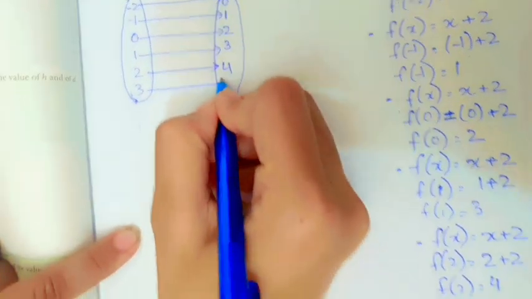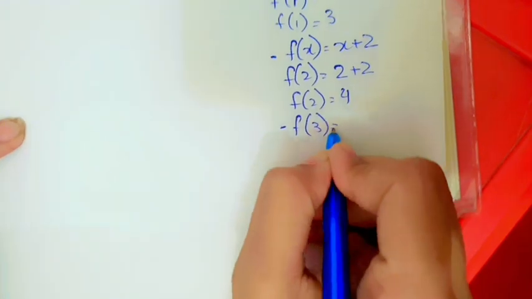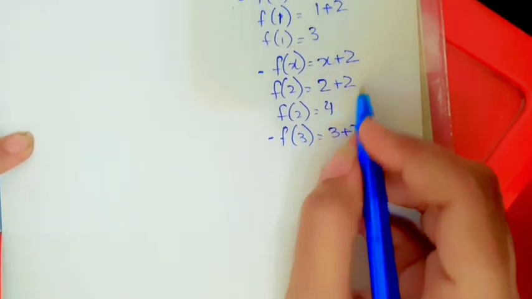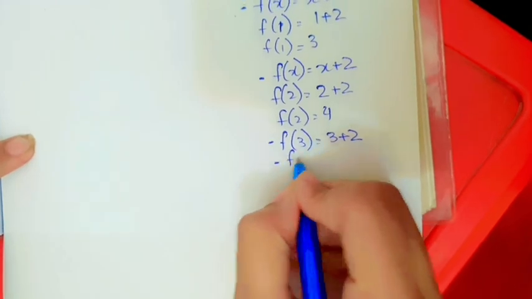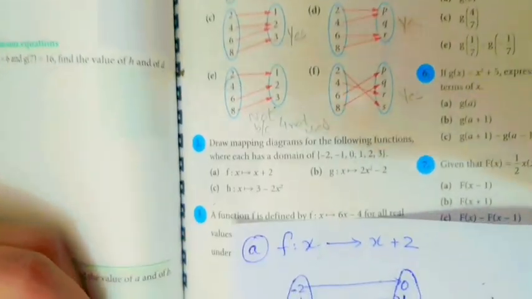Now we have to use 3, and what will be the answer? Let's see. f(3) = 3 + 2. I haven't written the formula because I've written it a lot of times. Hope you understood. And 3 + 2 is 5. So here we'll write 5. This was part 1. Now move to part 2.